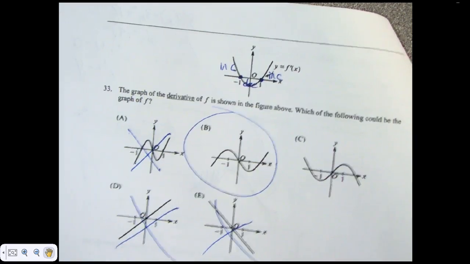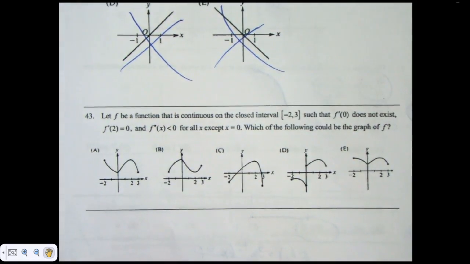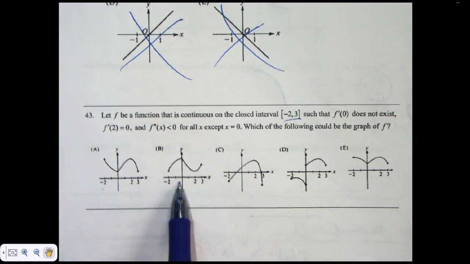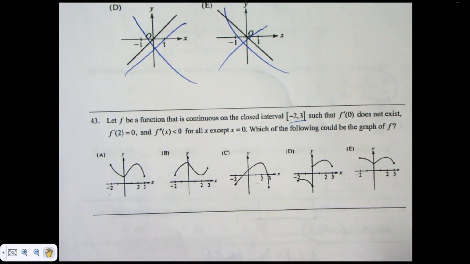Any other questions on 33 here? All right, 41 or 43. So what do we got? We're going from -2 to 3. That's not going to narrow down for us at all because these all go from -2 to 3. F prime of 0 does not exist.